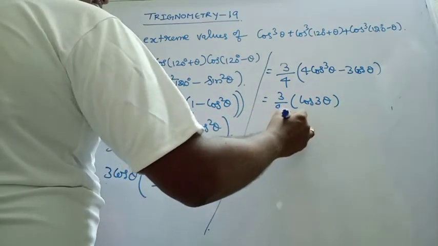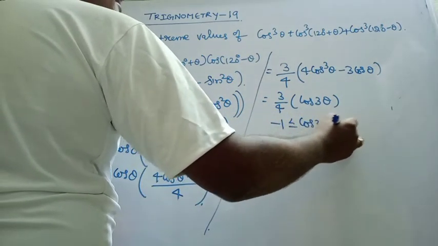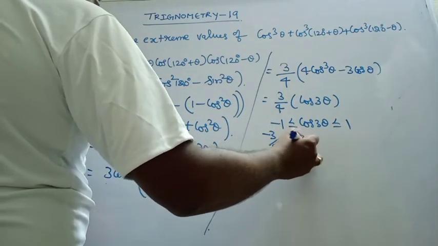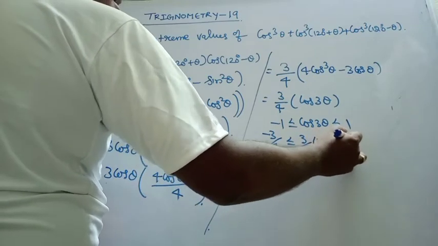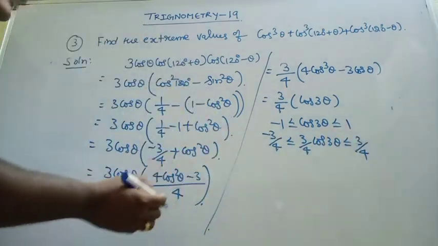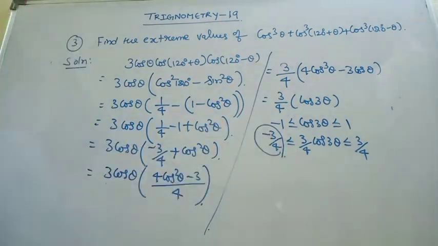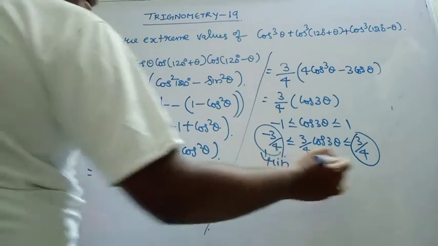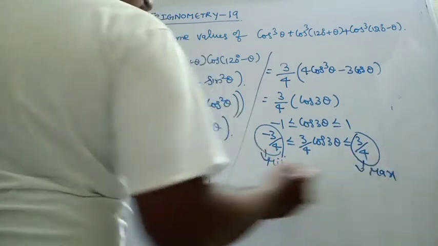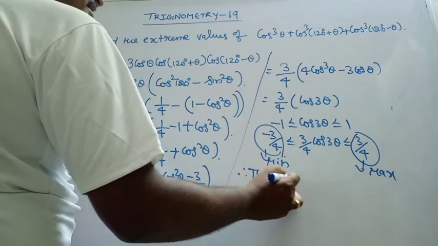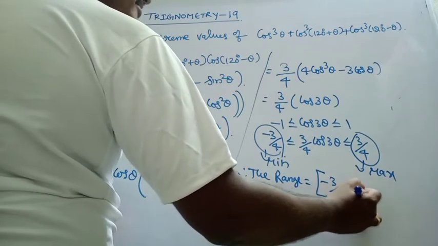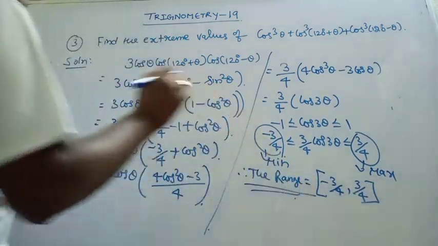Therefore cos 3 theta will lie between minus 1 and 1. Multiplying by 3 by 4, minus 3 by 4 is less than or equal to 3 by 4 cos 3 theta, which is less than or equal to 3 by 4. Therefore the extreme values are minus 3 by 4 as the minimum and plus 3 by 4 as the maximum. So the range is minus 3 by 4 comma plus 3 by 4. This is the range of the given problem.